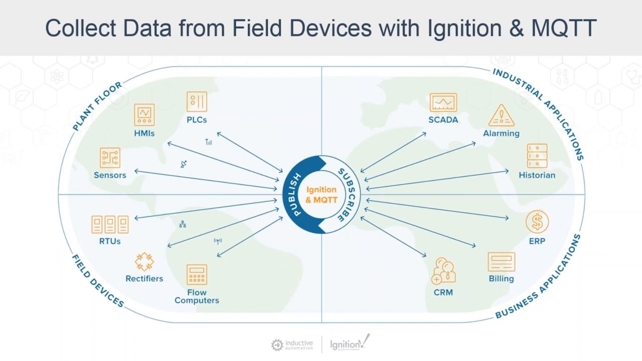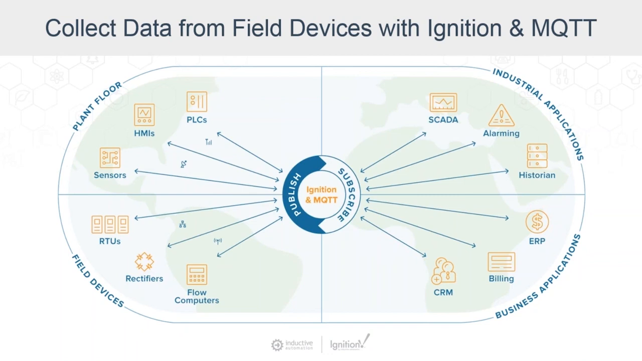If you just look at this graphic that's up here on the left side, as I look at the screen here, you have your plant floor with your PLCs, your HMIs, your sensors, and then your field devices, the RTUs, the rectifiers, the flow computers, all of that stuff, all those edge of network devices come in through God knows how many protocols, but they can publish data into the MQTT server. And then on the other side of this, the industrial applications at the top and the business applications at the bottom, you can use it for your traditional SCADA applications, alarming, historian, but also line of business, the ERP, the billing, the CRM. So it really is a very good approach to how to capture field device data and bring it into the enterprise.